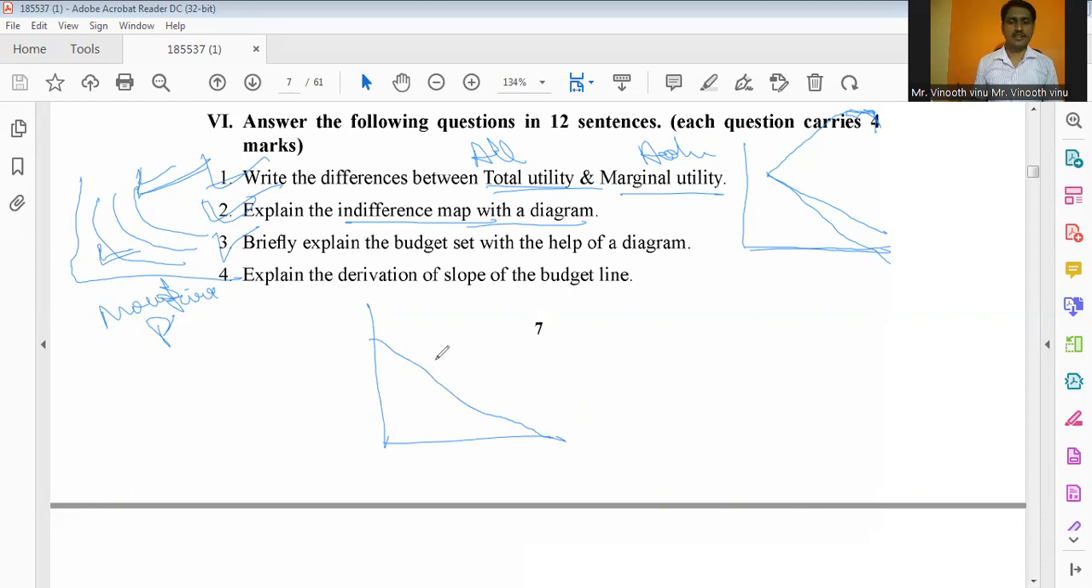Budget line is a diagram. Budget set refers to the bundles of two goods, different combinations of two goods which the consumer purchases at particular prices and income. This is called derivation of slope of budget line.